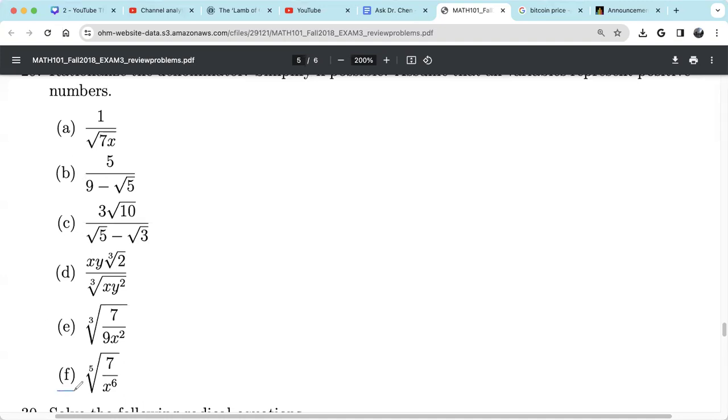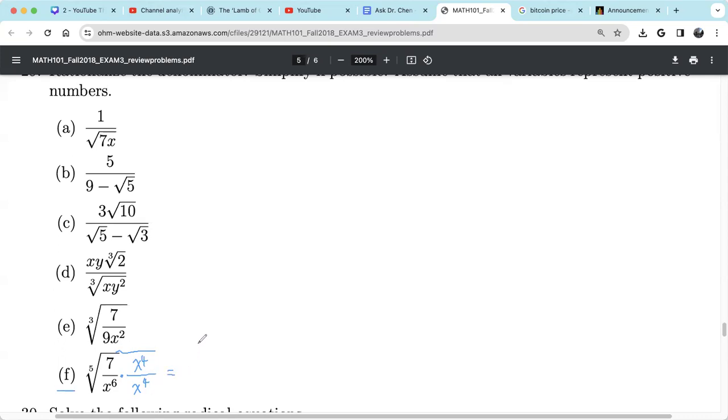Okay, let's see F. F, the index is 5. But the denominator has x raised by 6. 6 is bigger than 5. So what do we need to do? Let's extend this. We want to multiply by 1. And this one, we want to make the power of x a multiple of 5. Let's make it 10. So we want to multiply by 1, and this one is x raised by 4 divided by x raised by 4.